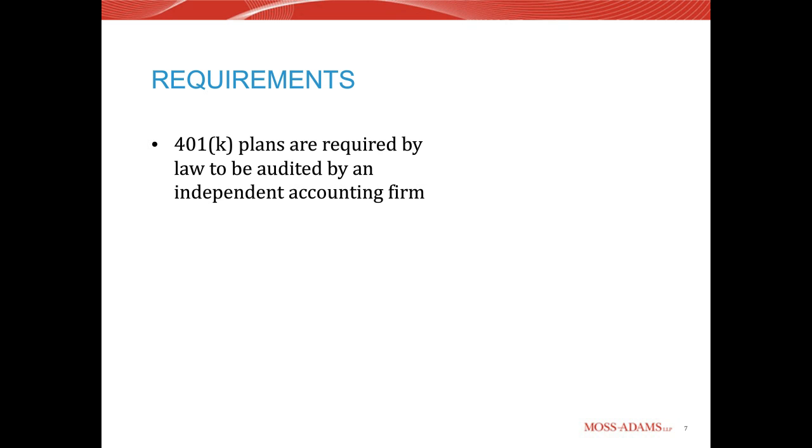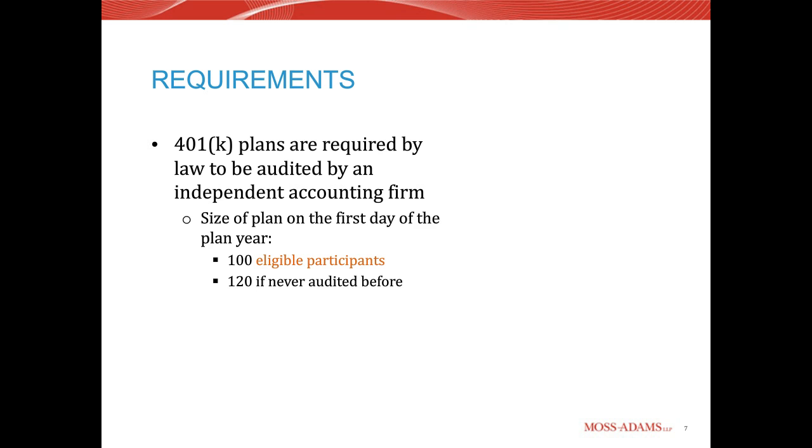So what is a large plan is the big question, and the magic number, as you'll see, is 100 eligible participants. We'll go into what eligible means in a second. The good news for small plans that are growing up is that you do have a little bit of cushion between 100 and 120 eligible participants. It's more than 120 eligible participants if you've never been audited before. That's the easy way to break down that rule.